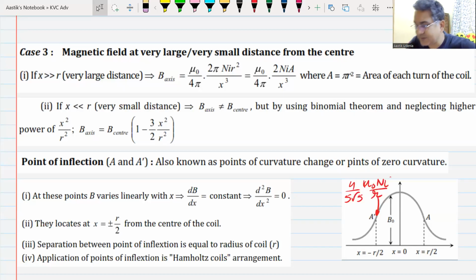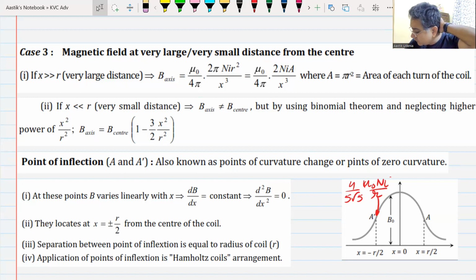Then we can write the magnetic field at very large distance, where X is very large compared to R. We will neglect R in terms of X. Do we understand this? Yes, sir. If X is very small, we can use binomial expansion. So these are the results, obtained from the same formula. Do we understand this? Yes, sir.